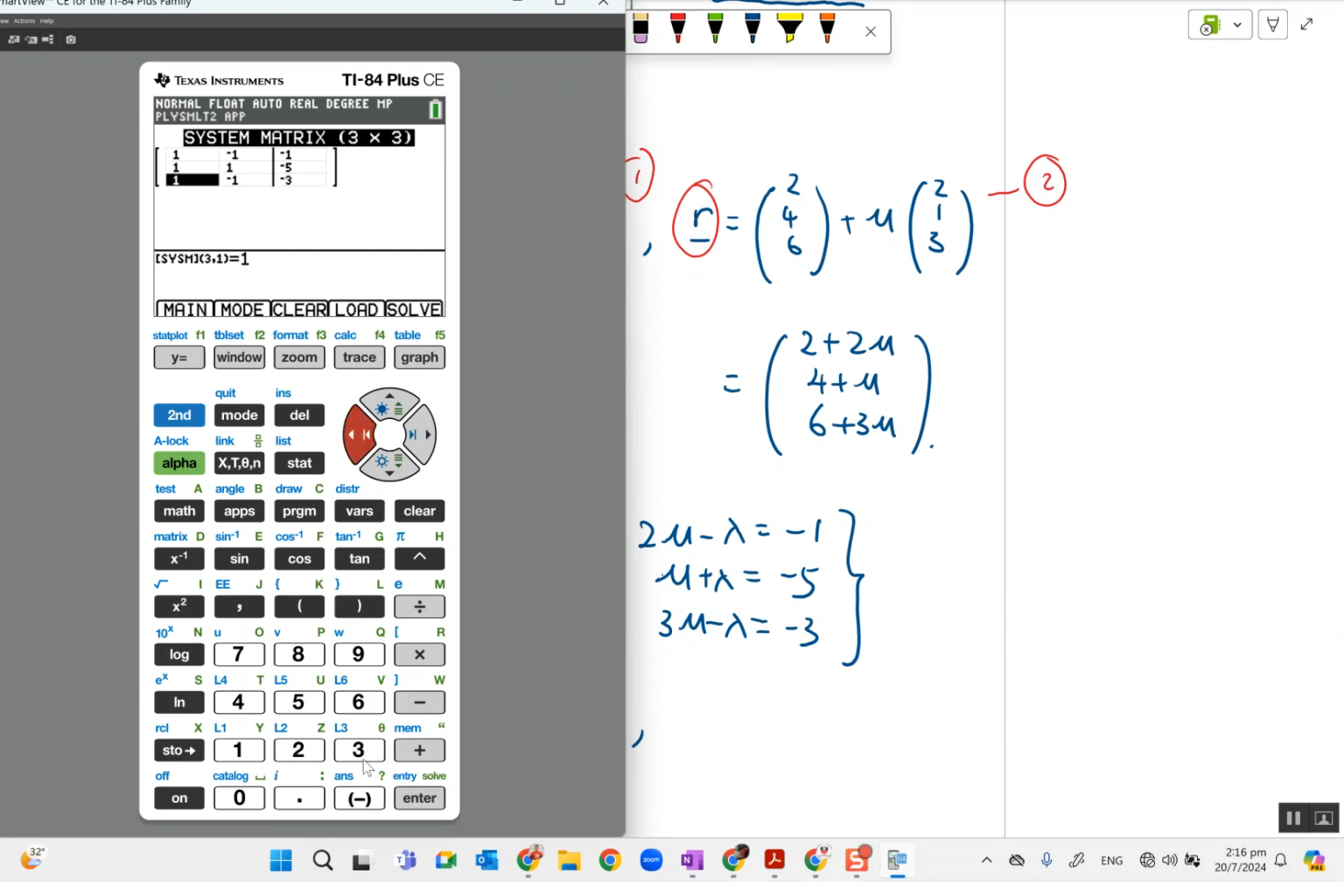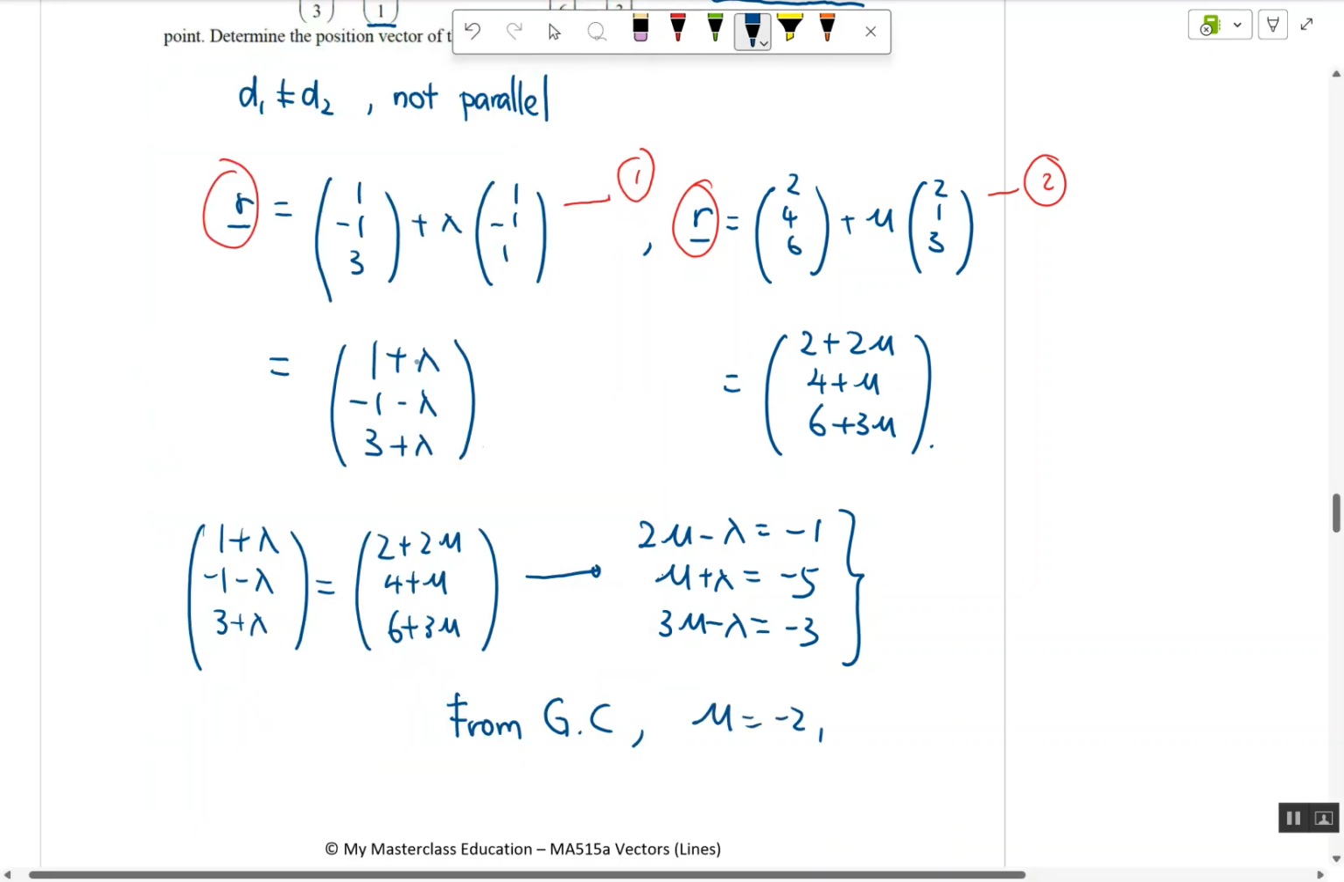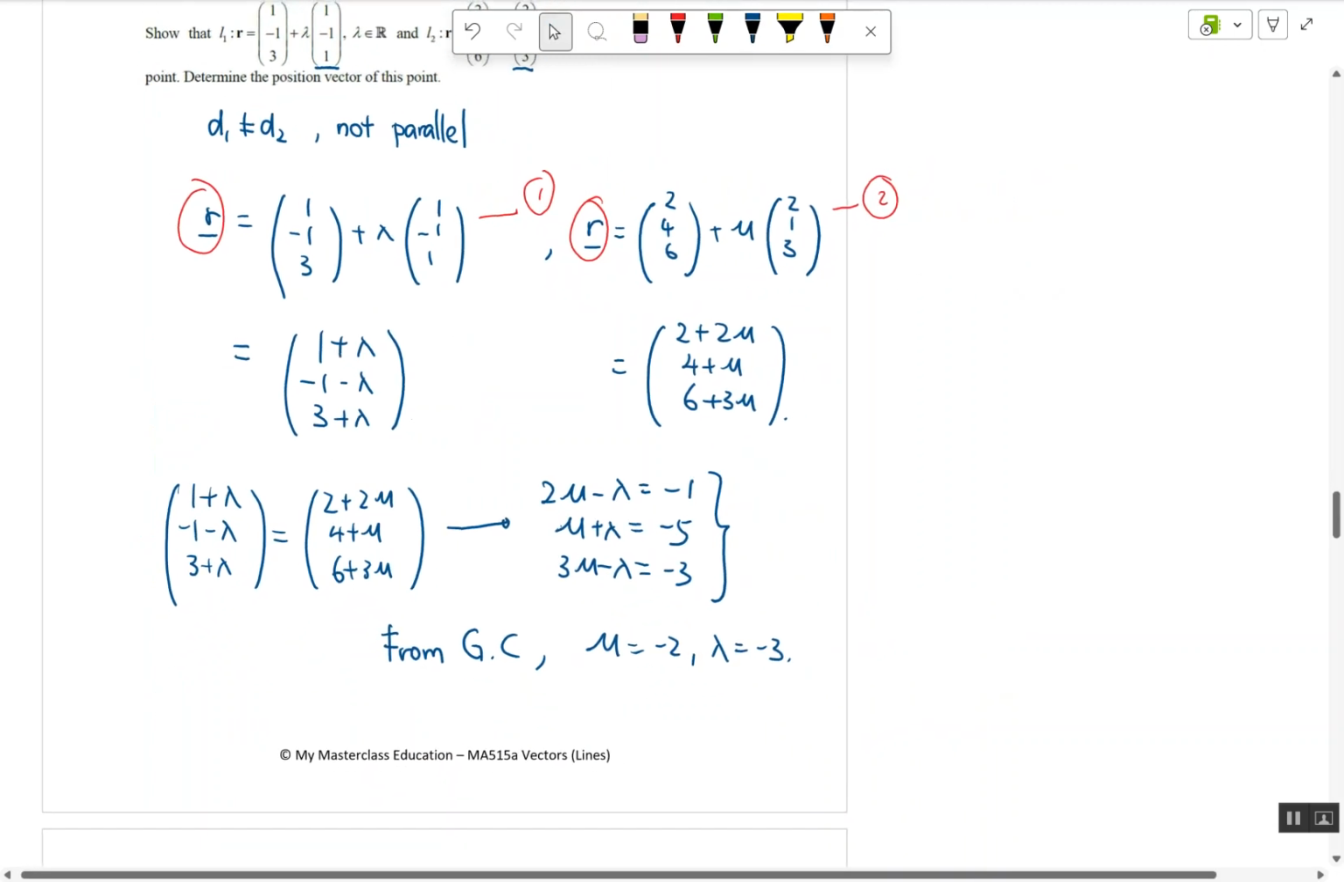Let me just make sure it's correct: 3, and then the first equation is going to be 2. Let me just check: 2 mu minus lambda equals negative 1, mu plus lambda equals negative 5, 3 mu minus lambda equals negative 3, and then I press solve. I'm going to get mu equals negative 2, lambda equals negative 3. So be careful. You get a unique solution, that's very good.